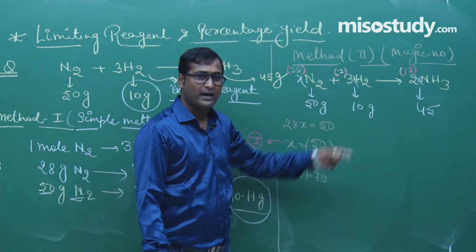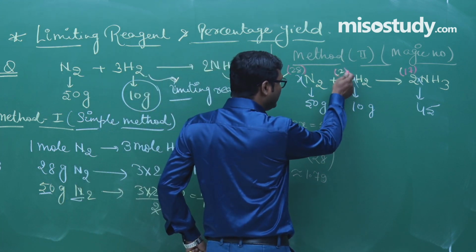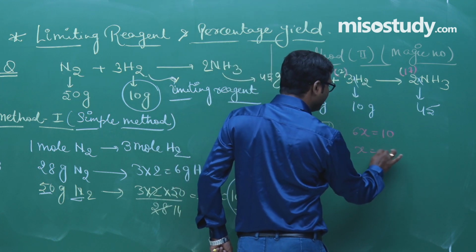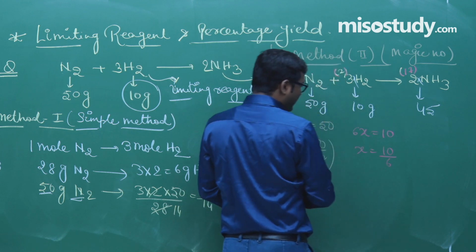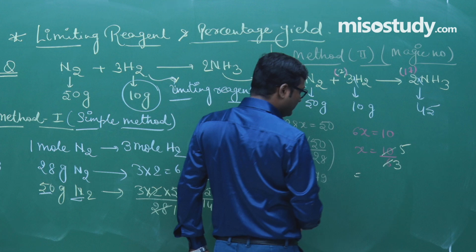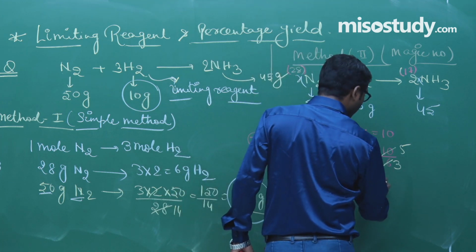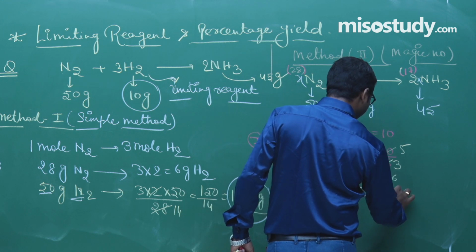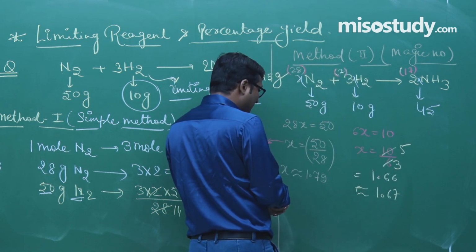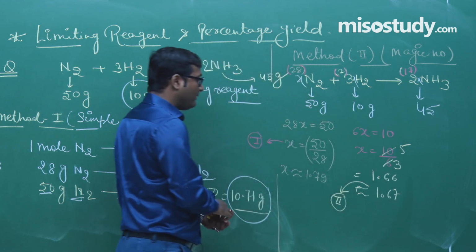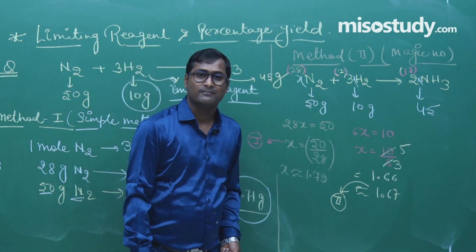Now for hydrogen, find it out. What will happen? 3 into 2, 6x is equal to 10. x is equal to 10 upon 6. It will have value 1.66, almost 1.67. Mark it as magic number 2. Now tell me, which magic number is less?